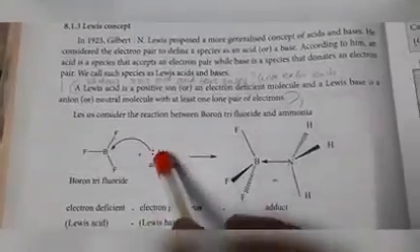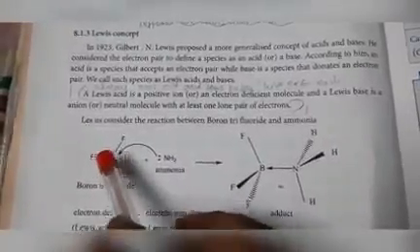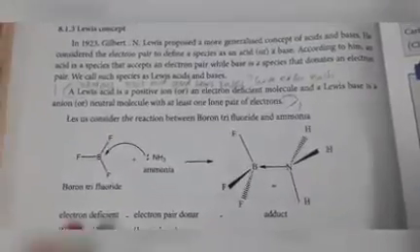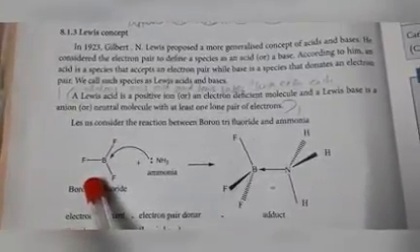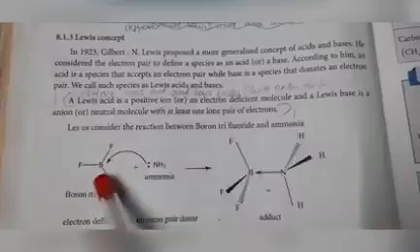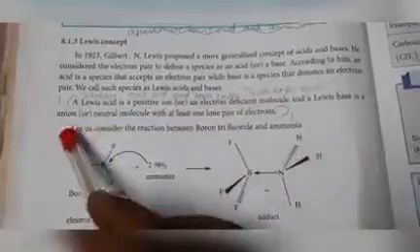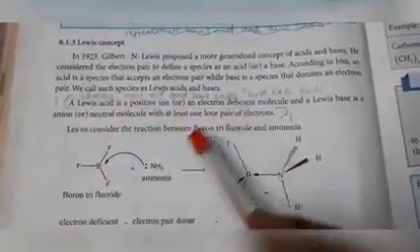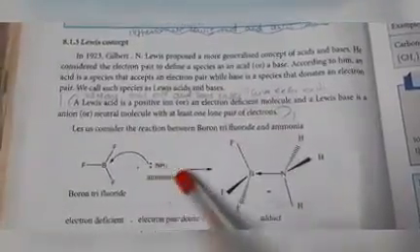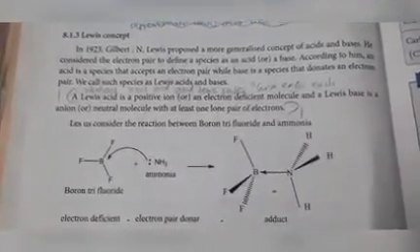So, ammonia donates electrons and boron trifluoride accepts electrons. A Lewis acid is a positive ion or electron deficient molecule, so it only receives electrons. So, these are the acids. A Lewis base is an anion or neutral molecule containing at least one lone pair. So, this is the Lewis base. Boron trifluoride is a Lewis acid and ammonia is a Lewis base.